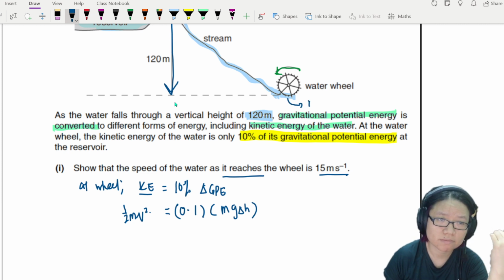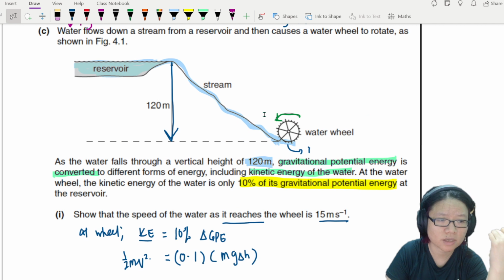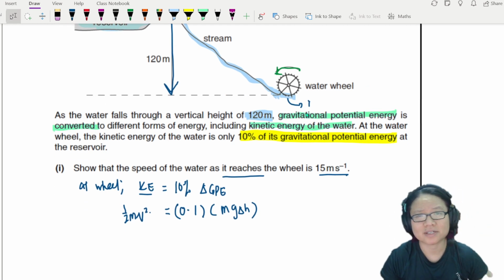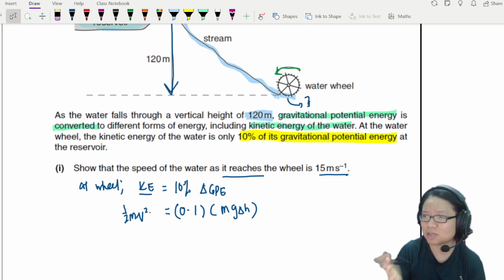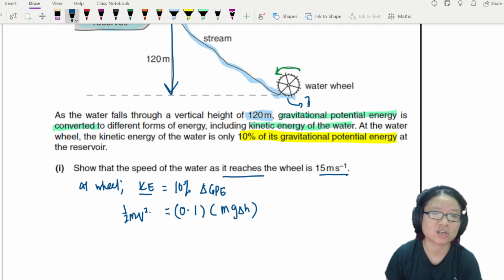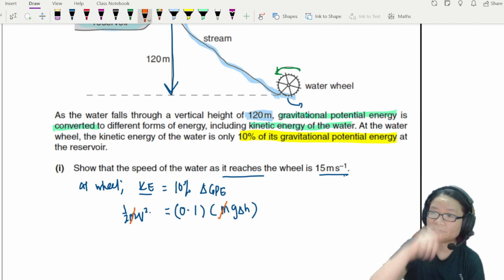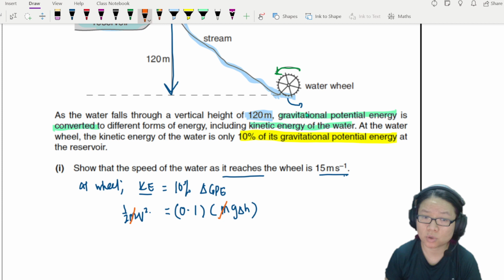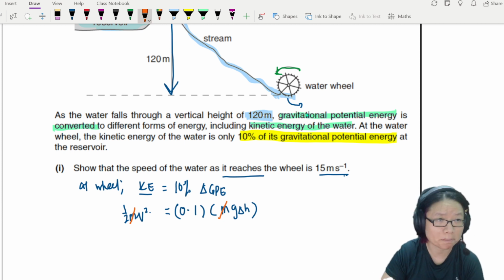Basically, we don't know any information about the initial condition. So we are just saying that when it reaches the wheel, it's 15 meters per second. After that, we don't know it. All right, so I guess just half mv squared. But the amount of water is the same. The water that flows down is the same, so we have the same mass. You can cancel off m.